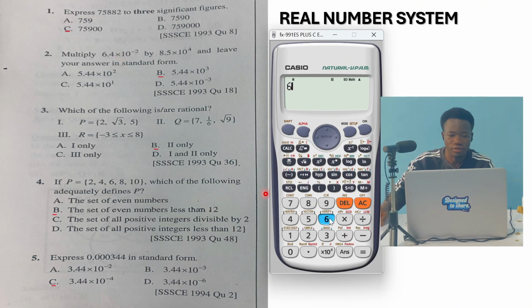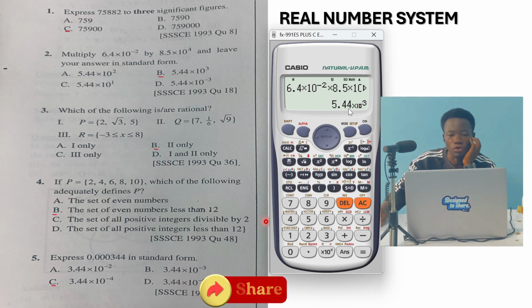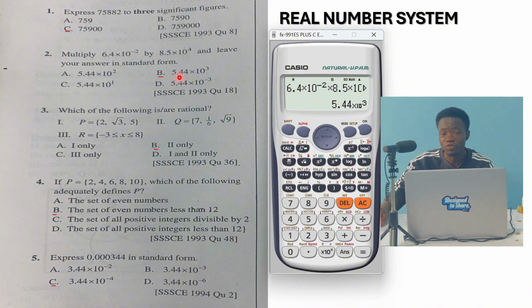So I have 6.4 times 10 exponent negative 2. Use the arrow key to move your cursor down. Then this is divided by 8.5 times 10 exponent 4. And you press the equal sign. So your answer here is 5.44 times 10 exponent 3, which is option B. So you see that's so easy.